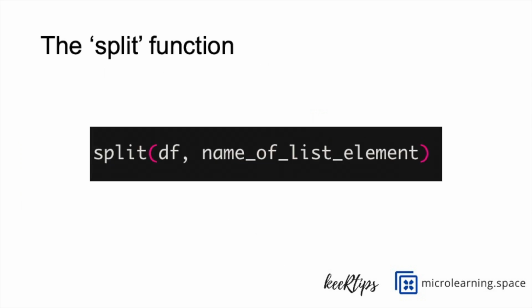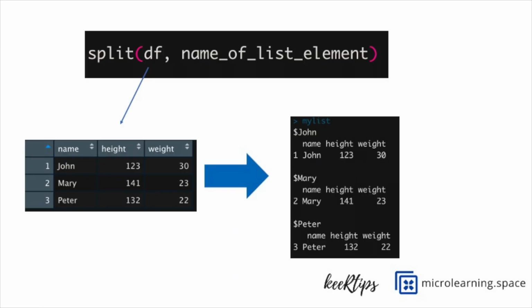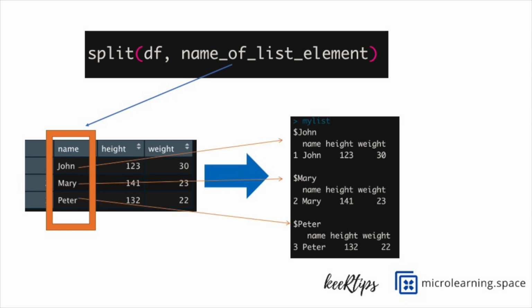To do this, we will use the split function. In this example, there are two arguments. The first argument is the data frame or DF in this case. The second argument defines how you want to name the components of the list. In this case, we want to name them in terms of what is in the name column. The use of name as the second argument will allow us to name the components of the list as John, Mary, and Peter.